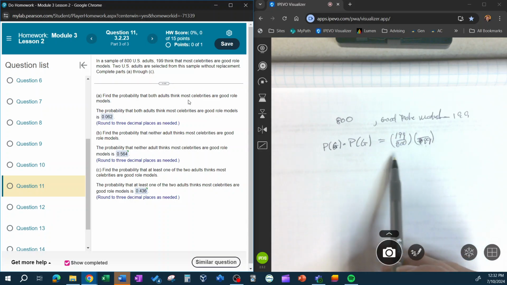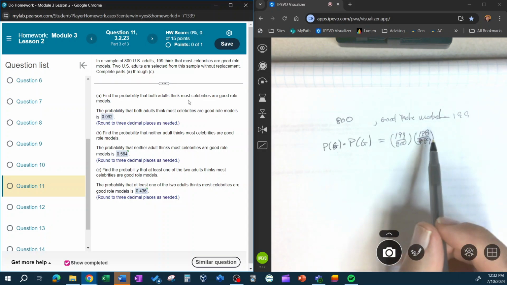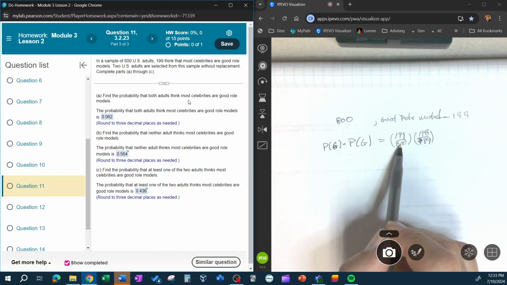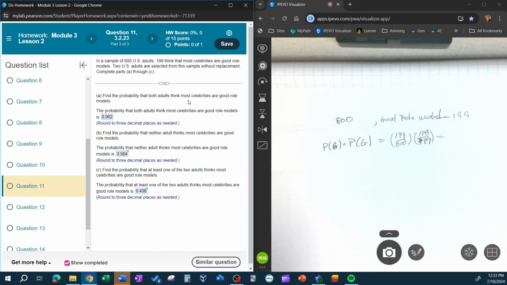But then this first one here, I'm going to pick one from here. So that's only going to leave us with 198 because one of them was chosen on this first selection. All right, so that's going to make the total left 799, and now there's only going to be 198 left. So let's see what that comes out to.